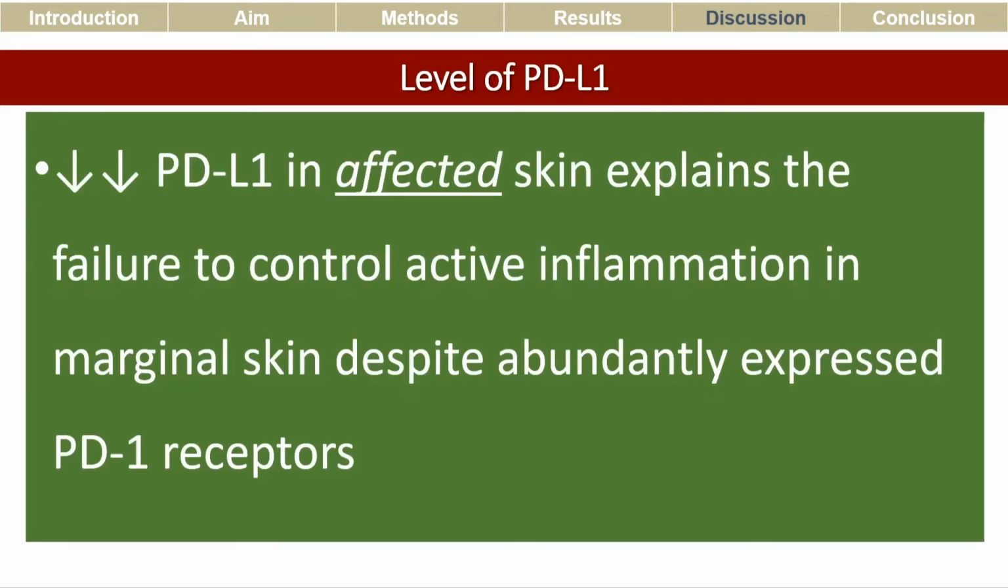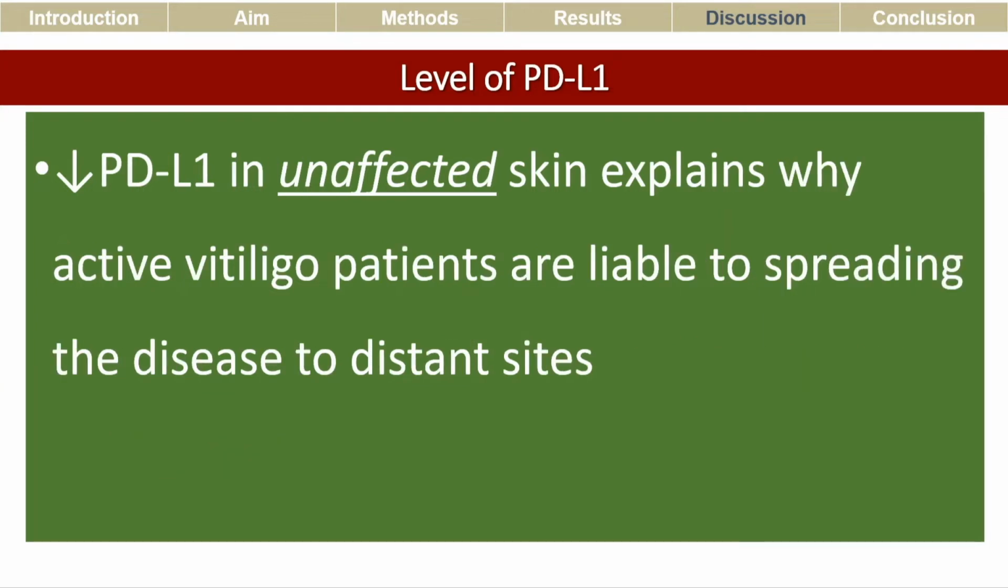This explains multiple phenomena. The lower PDL1 in affected skin explains the failure to control active inflammation in the marginal skin despite having abundantly expressed PD1 receptors on the infiltrating T effector cells. Also, the reduced PDL1 in unaffected skin explains why active vitiligo patients are liable to spreading the disease to distant sites.